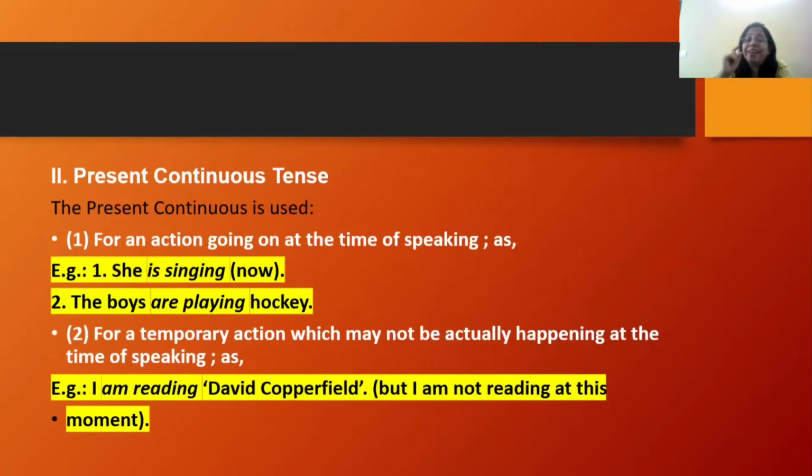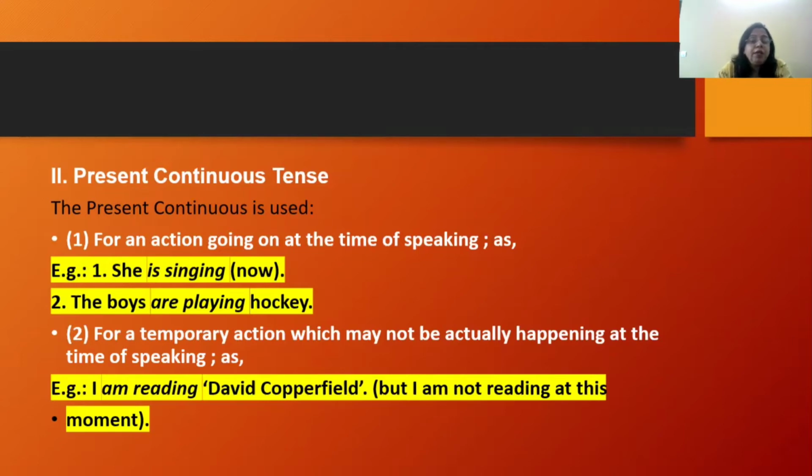So she is singing now. The boys are playing hockey. If you can see, here we use the supporting verb is or are, and the main verb is attached with ing, meaning the ing form of the main verb. Sing becomes singing, play becomes playing.